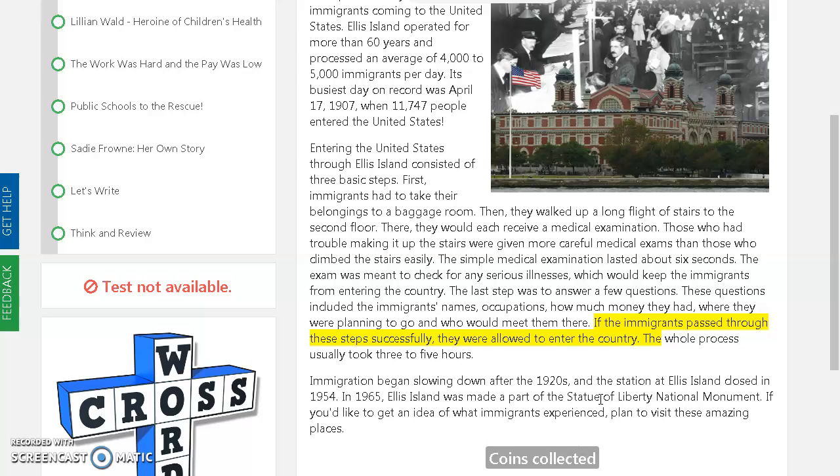So for immigrants to come to America, they had to go through different stages or different steps in their process of coming to America. They had to be checked for diseases. They had to go through a medical exam. They had to answer questions as to why they wanted to come to America. So all these were different stages that they had to go through. So you need to know that steps mean stages.